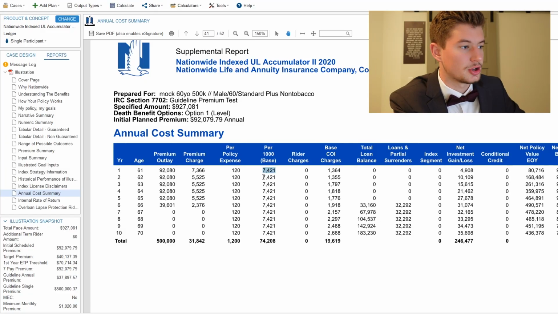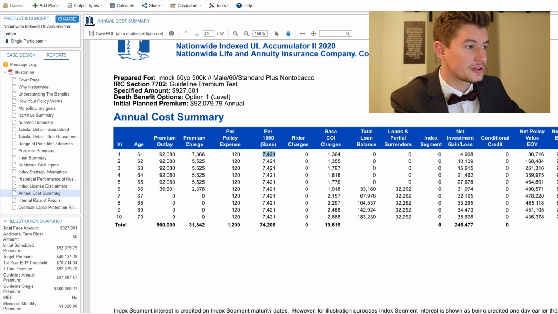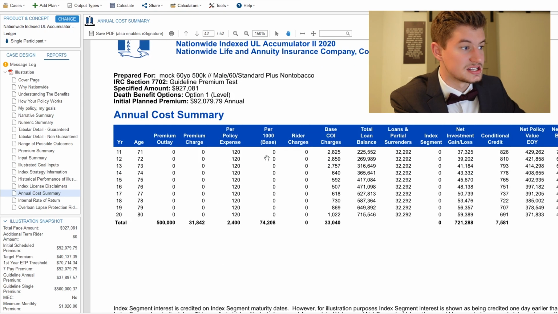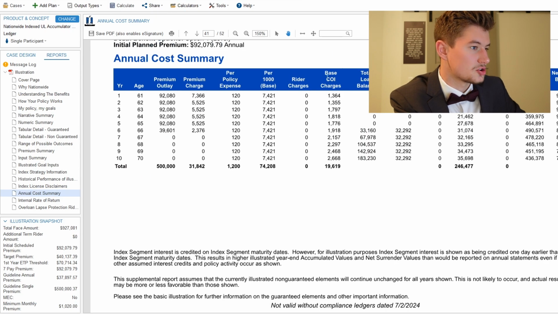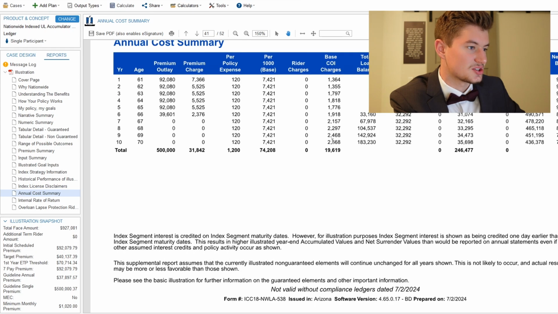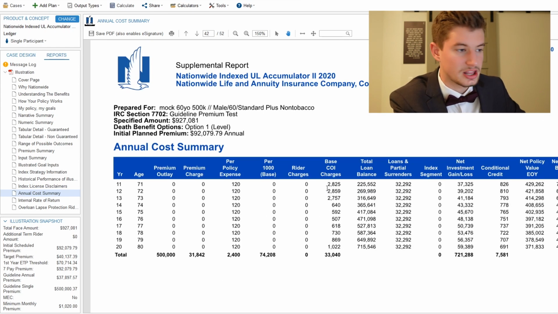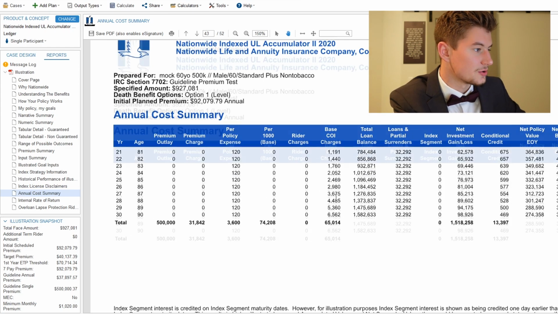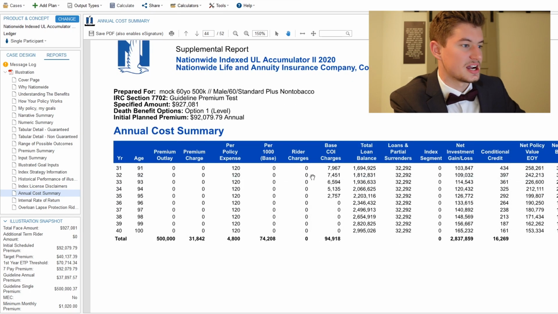So in this example, your per 1,000 base is very heavy in the first 10 years. Right after that, you can see that cost goes away. 0 for the rest of the policy. You can also see your base cost of insurance charges. You can see how that actually starts to get smaller once you drop your death benefit later on in the policy. You can scroll down and see that after age 95, your cost of insurance actually goes to 0.